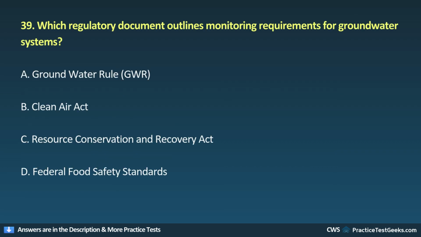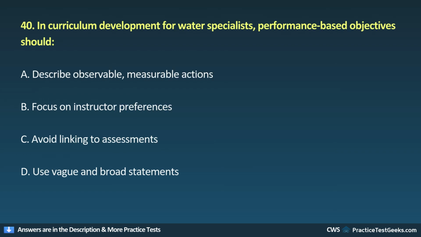39. Which regulatory document outlines monitoring requirements for groundwater systems? A. Groundwater Rule. B. Clean Air Act. C. Resource Conservation and Recovery Act. D. Federal Food Safety Standards. 40. In curriculum development for water specialists, performance-based objectives should A. Describe observable, measurable actions. B. Focus on instructor preferences. C. Avoid linking to assessments. D. Use vague and broad statements.